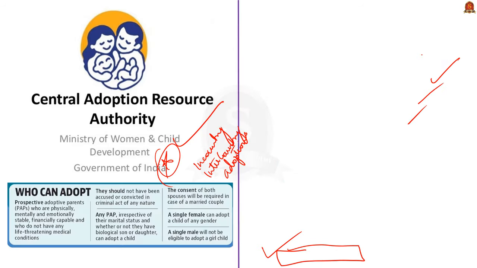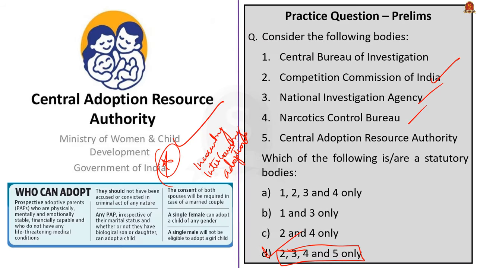Then we saw about CARA as well. So the correct answer for this particular question is option D, 2, 3, 4 and 5 only. Apart from this, each body has their own composition, their own tenure, and each will be appointed by a particular authority. If you have to know that, you have to go back to our newspaper analysis and see our video. But to answer this particular question, this much clarity is enough.